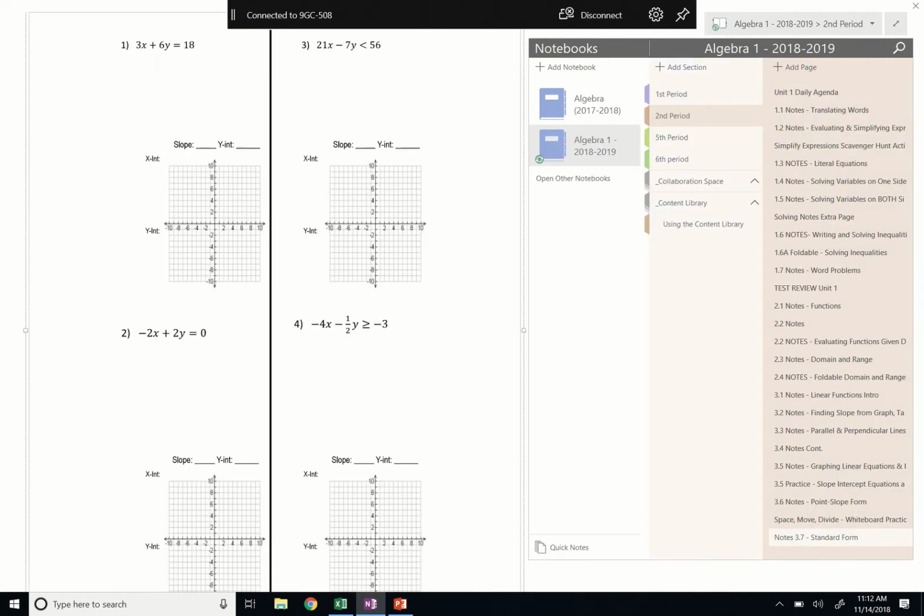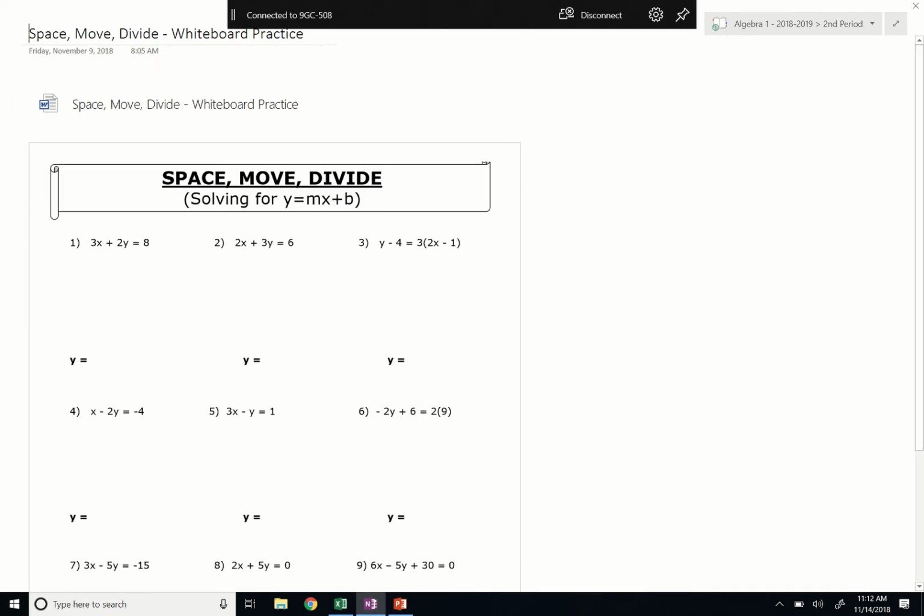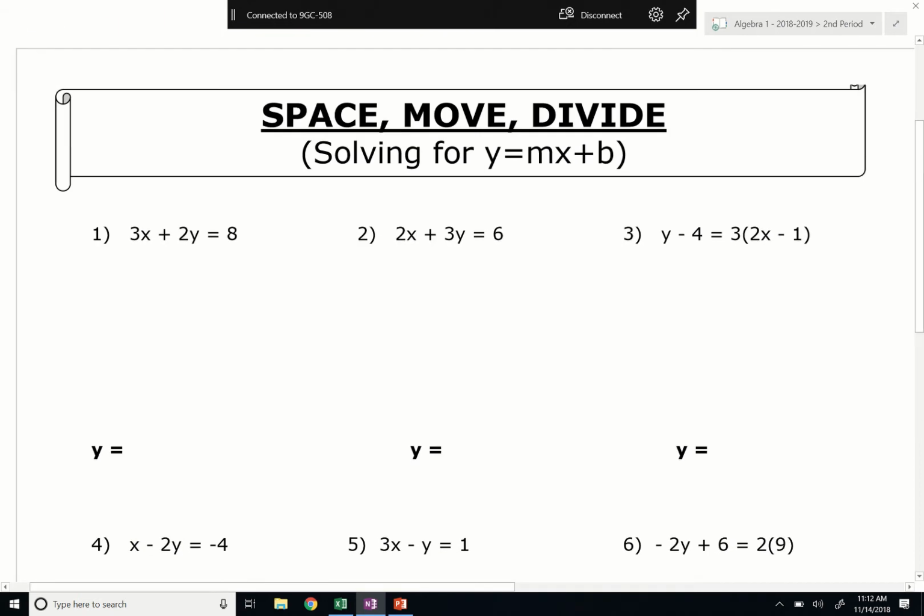Okay, so again, we are starting with space, move, divide. Okay, and we are on page 22 in our journals. Page 22 in our journals. So everybody turn to space, move, divide.